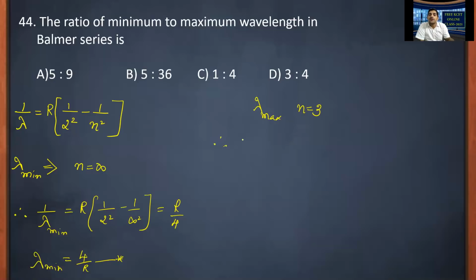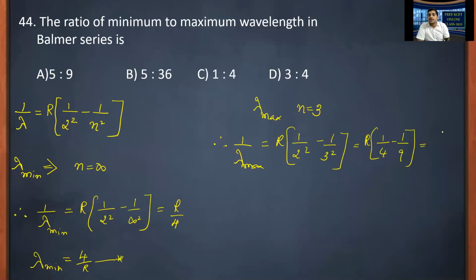So therefore, 1 by lambda maximum is equal to R into (1 by 2 square minus 1 by 3 square). So it is R into (1 by 4 minus 1 by 9). So it becomes 5R divided by 36. Or else lambda maximum is equal to 36 divided by 5R.